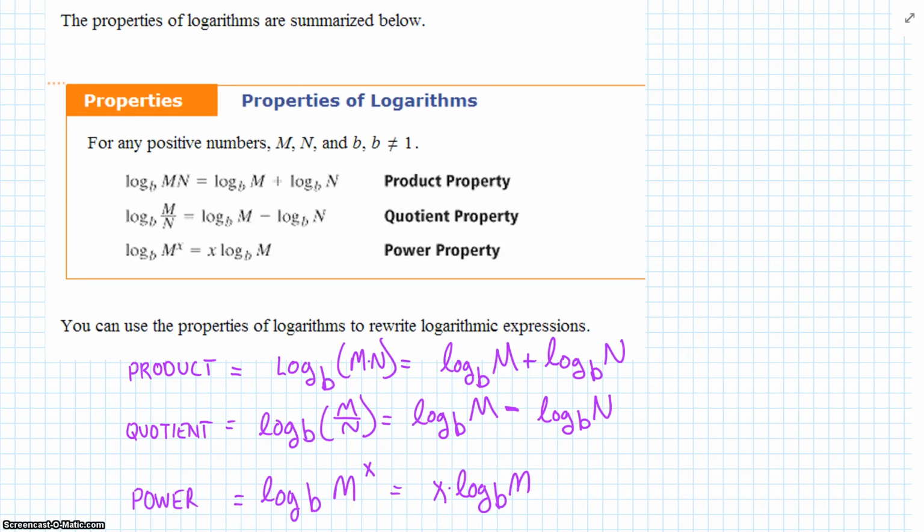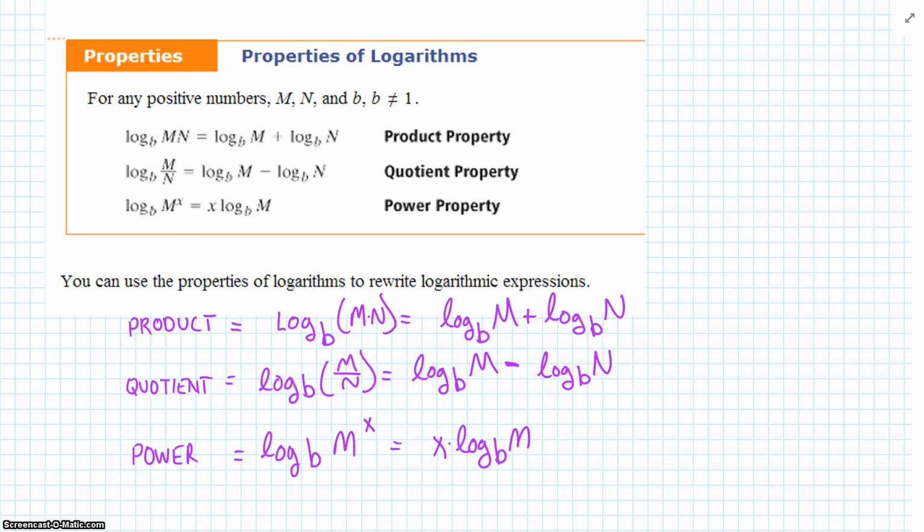All right, for any positive numbers m and n, and b not being equal to 1, the log base b of mn is the same thing as log base b of m plus log base b of n. The log base b of m over n is the same thing as log base b of m minus log base b of n. Okay, so that was the product property and the quotient property. Now, here's the other one, the power property. Log base b of m to the x power is the same thing as x times log base b of m. Okay, write those down. Make sure you understand and can memorize the product property, the quotient property, and the power property. They can obviously work in both directions.